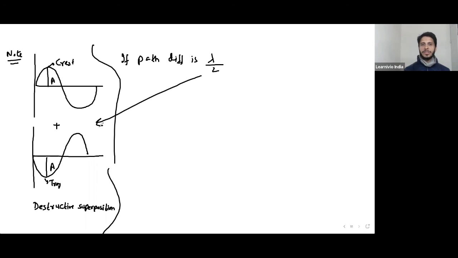Waves will cancel each other if the path difference is lambda by 2. Just note it down. If the path difference is lambda by 2, then superposition is destructive. This is an example of destructive superposition.